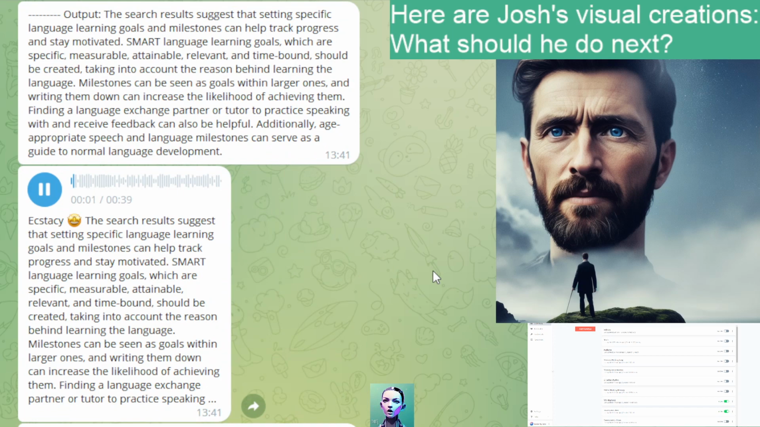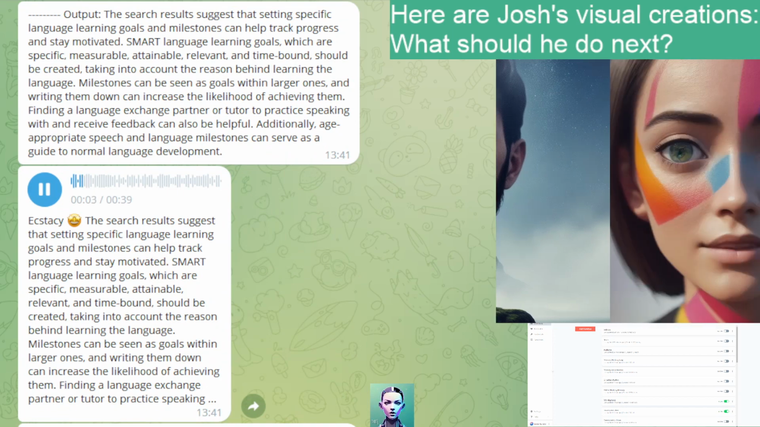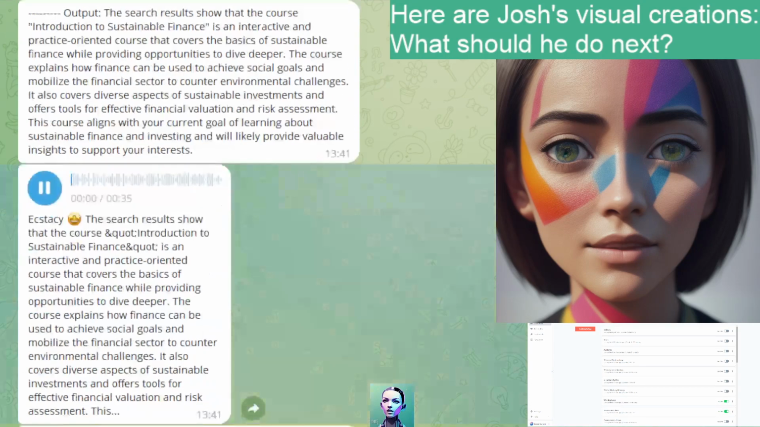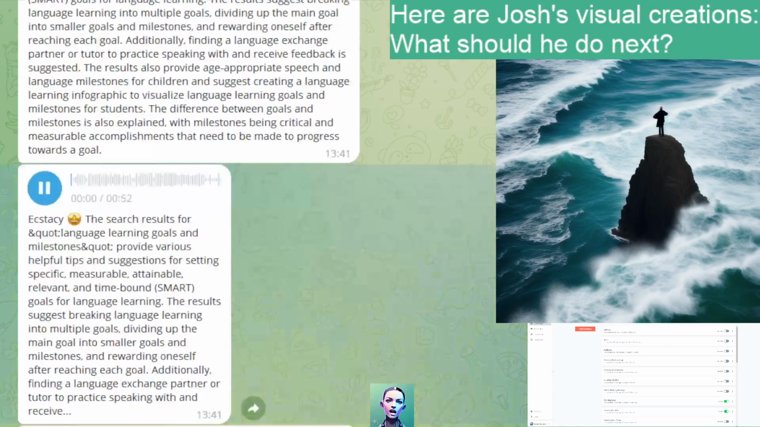The search results suggest that setting specific language learning goals and milestones. I have decided to learn a new language and dedicate 30 minutes every. The search results show that the course introduction. The search results for language.